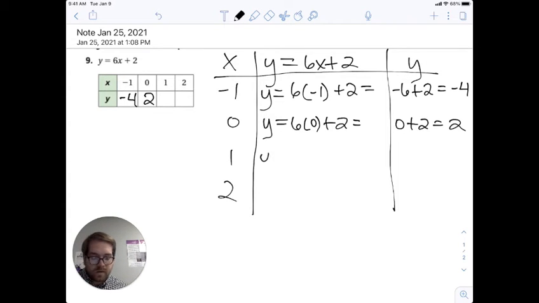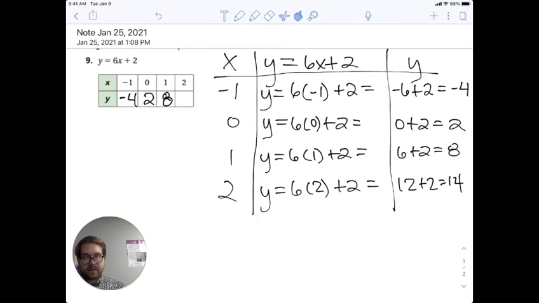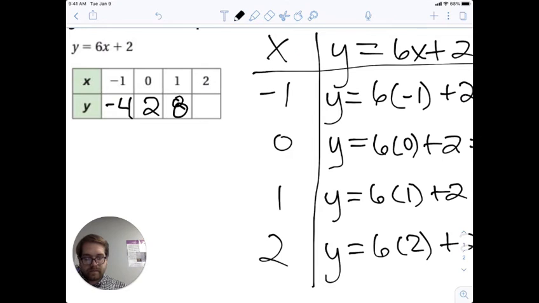Plug in 1, y is equal to 6 times 1 plus 2. 6 times 1 is 6, plus 2 is equal to 8. So 8. And then lastly, plug in 2. Y is equal to 6 times 2 plus 2 is equal to 6 times 2 is 12, plus 2 is 14. So I have here 14.